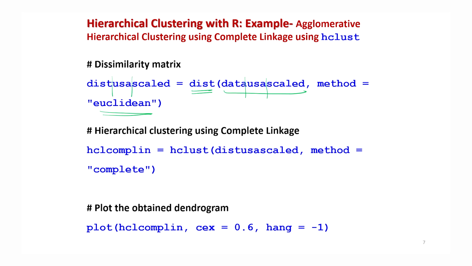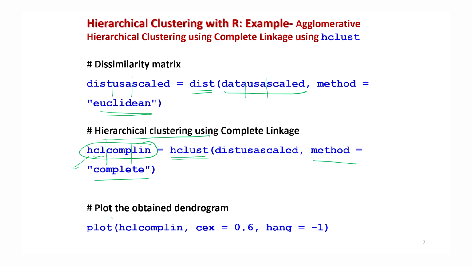Then I use the command hclust for the hierarchical clustering, with method equal to complete. So this is the clustering using the complete linkage, and I store the outcome as hc, where h means hierarchical, cl means cluster, comp is complete, and lin is for linkage. So it is easy for us to refer to later on.